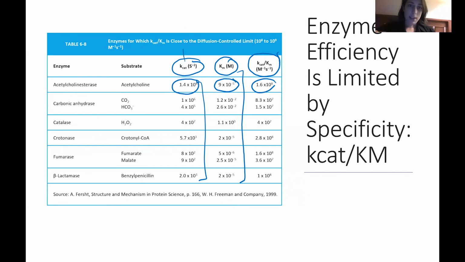Again, I want to highlight that kcat is specificity and Km is, oops, excuse me, I just got that backwards. kcat is its efficiency, how efficiently it works to turn over, and Km is its specificity.